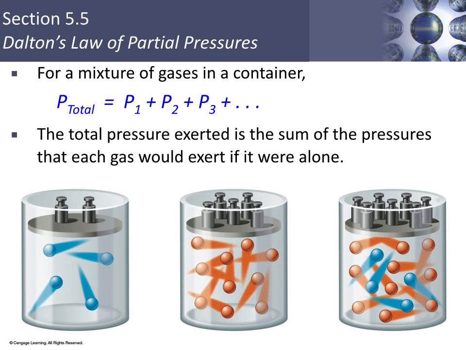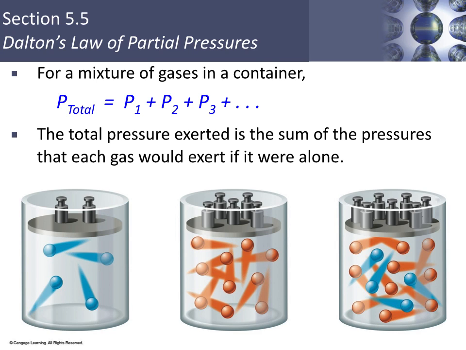If we're looking at this picture here, you have a blue gas and an orange gas. If we were trying to determine the total pressure of those gases in the container together, we could look at the pressure of those gases individually first and add them together to find the pressure of the total. There are a couple of things to keep in mind when we're talking about partial pressures.